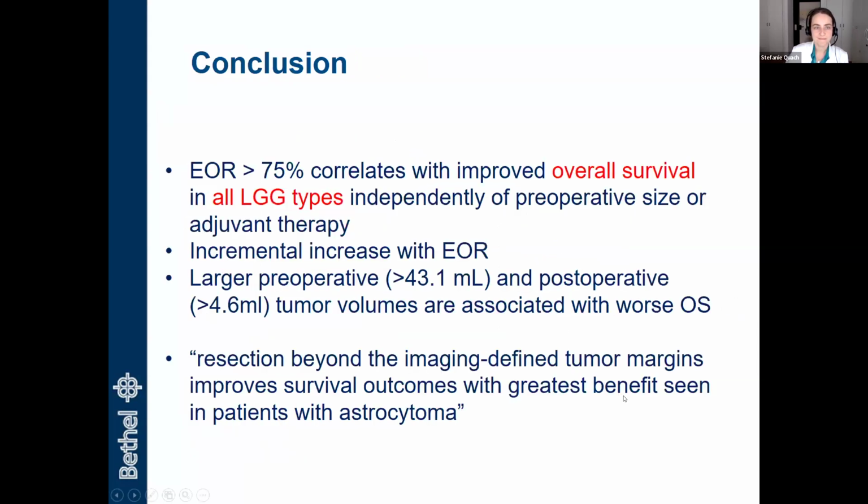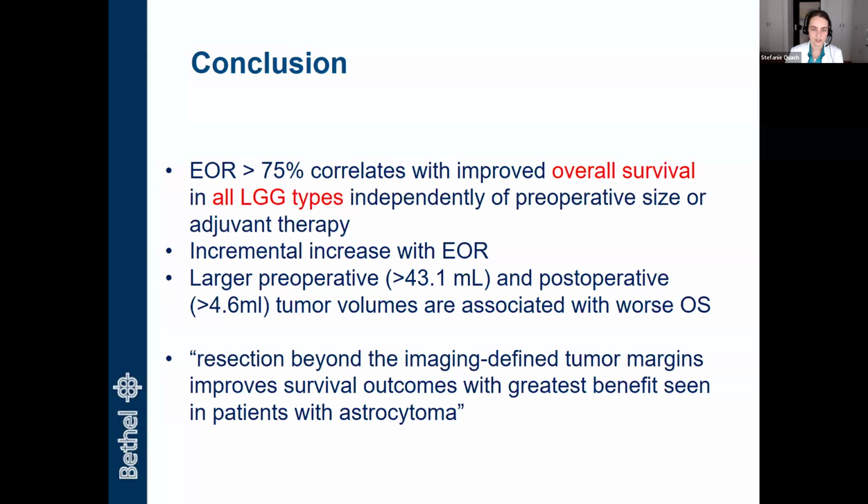Okay, so to sum up, an extent of resection of more than 75% in their cohort correlates with improved overall survival in all low-grade glioma types, independently of preoperative size or adjuvant therapy. There is an incremental increase with extent of resection, and both a larger preoperative, more than 43 milliliter, and a larger post-operative, more than 4.6 milliliter tumor volume were associated with worse overall survival.